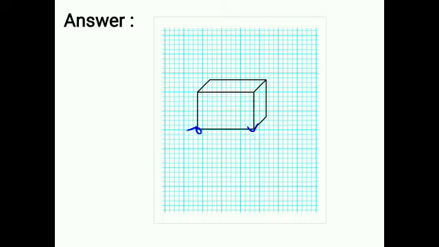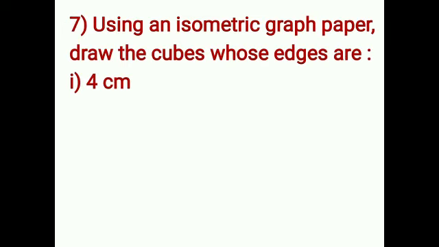So first draw a rectangle, okay, this one is the rectangle. Then draw here 2 cm, 2 cm, this one is 3 cm, this one is again 2 cm, and this one is again 2 cm. So here this is the diagram of the cuboid.